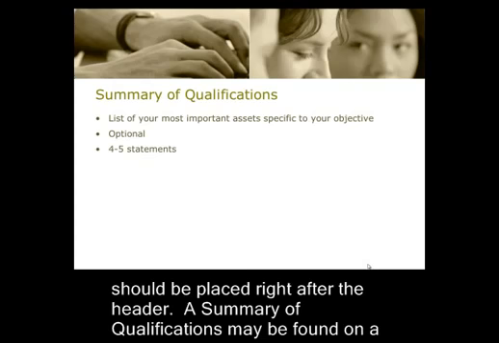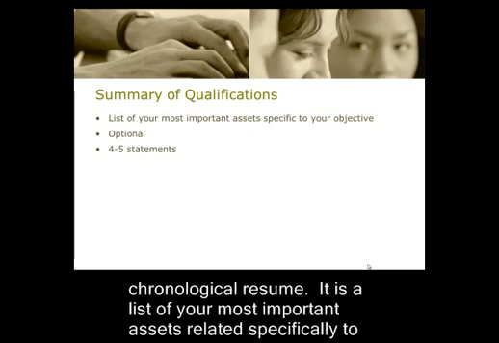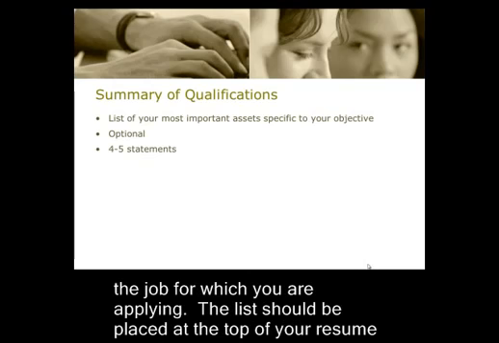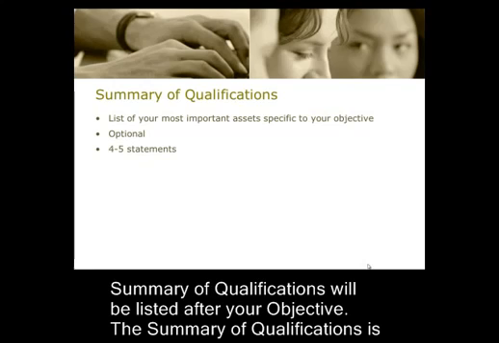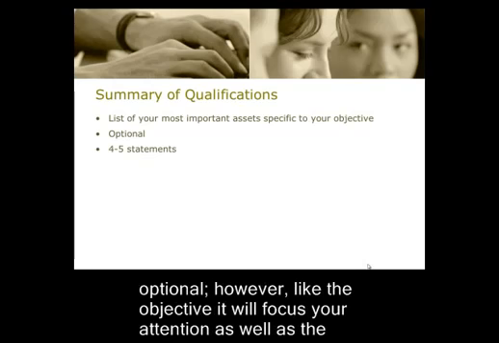A summary of qualifications may be found on a chronological resume. It is a list of your most important assets related specifically to the job for which you are applying. The list should be placed at the top of your resume below your header. If you are including both an objective and a summary of qualifications, the summary of qualifications will be listed after your objective. The summary of qualifications is optional.